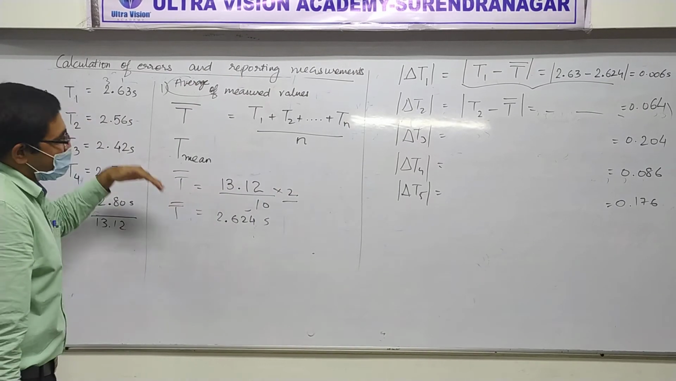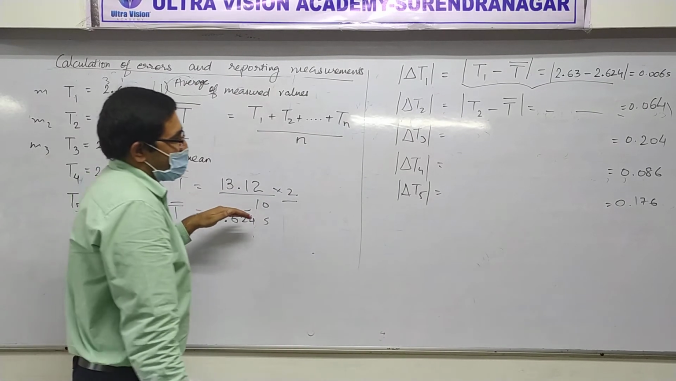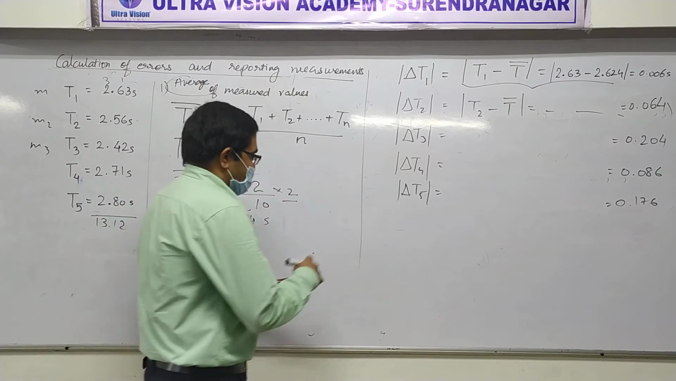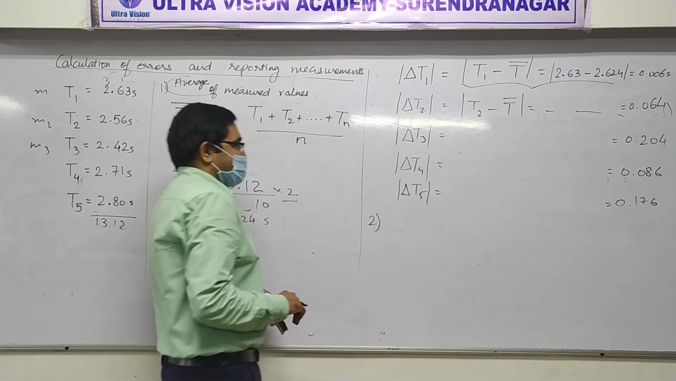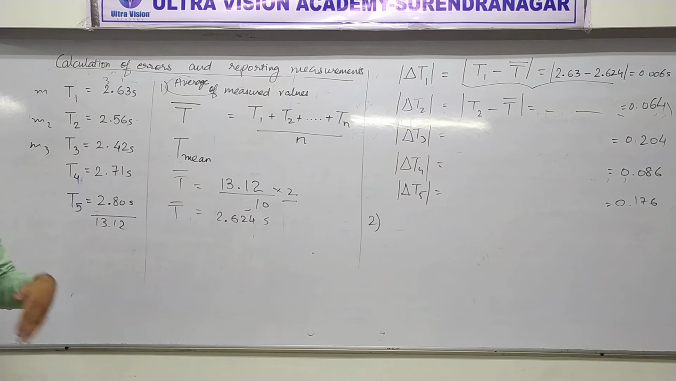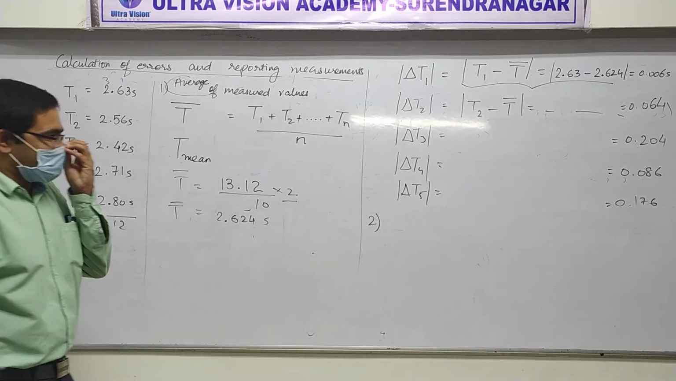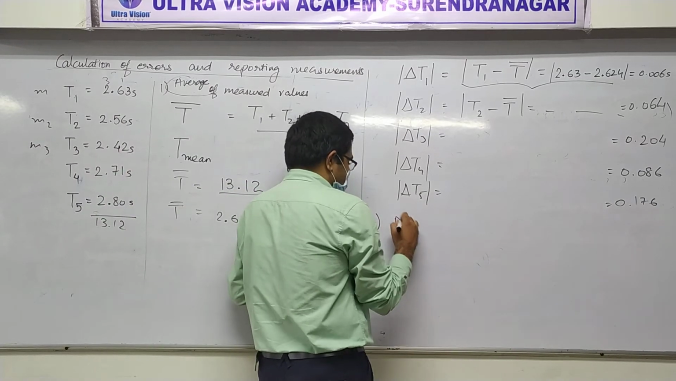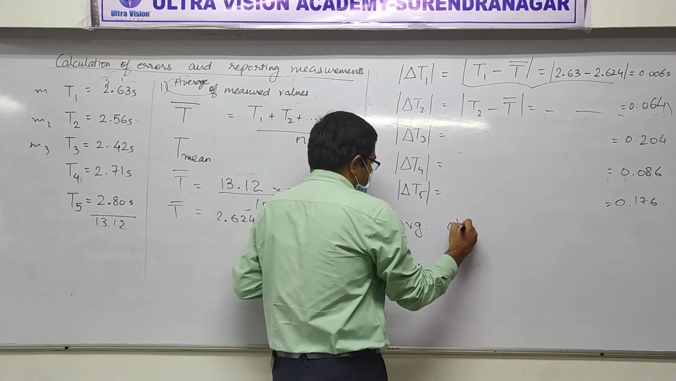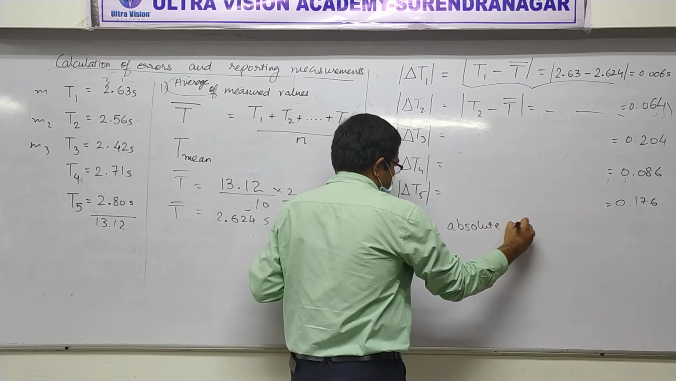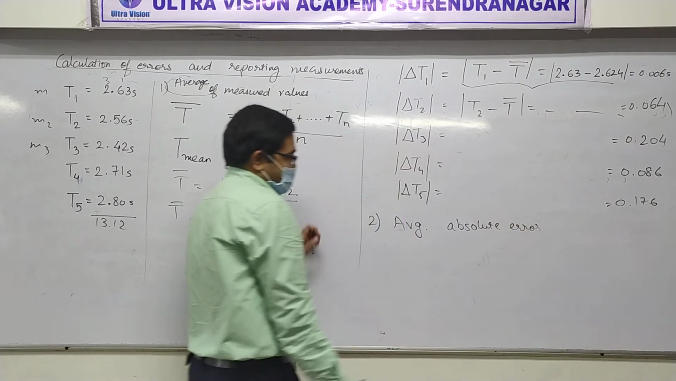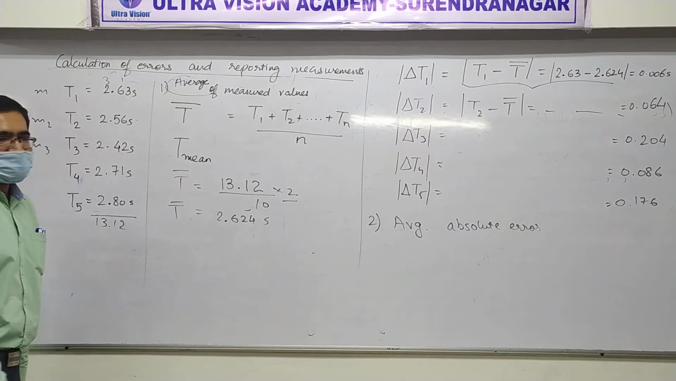Right. So once you find the individual errors, we are ready for the next important thing. So this is the whole procedure. This is how you have to do it in every kind of experiment. Okay. So the next thing to learn is average absolute error. Very easy.